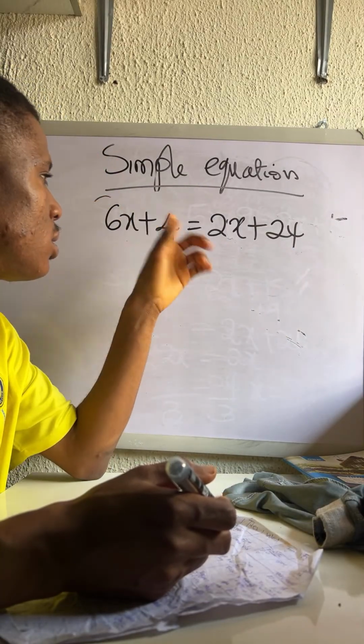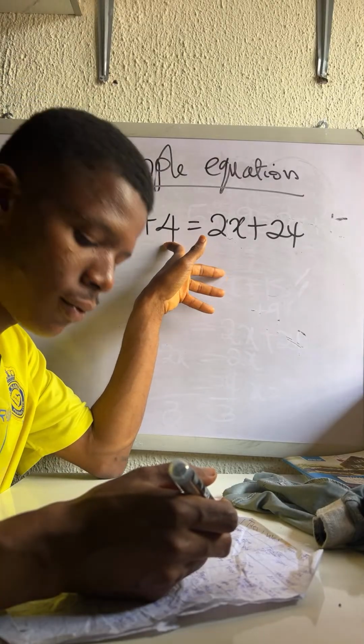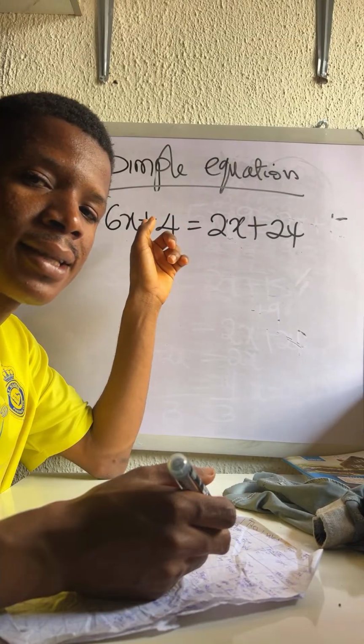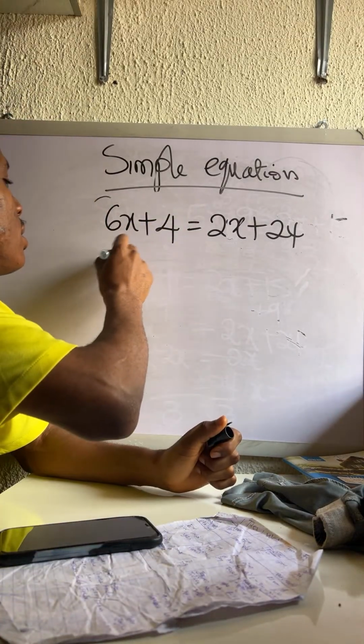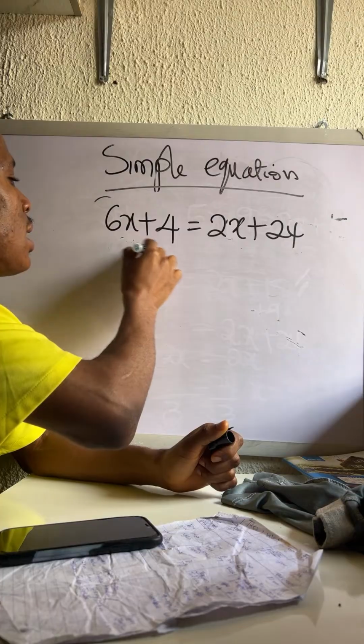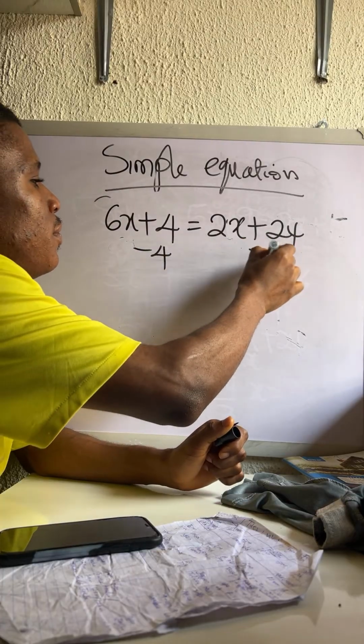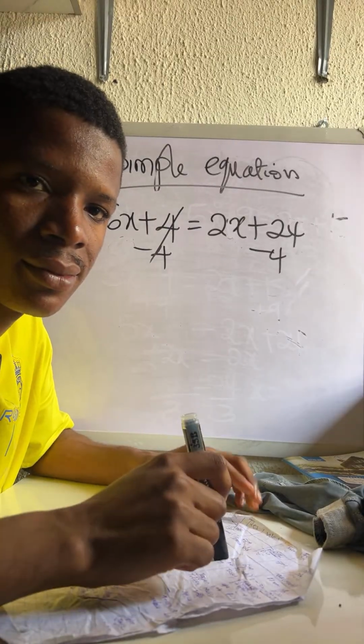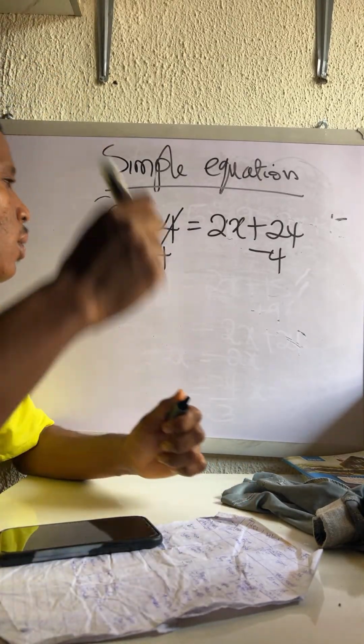And for us to do this, we have to take away 4. If you take away 4, what are you getting? You have 6x. Take away 4 from here, and take away 4 from here. So that 4 minus 4 will be out. When you take away 4, what do you have left?